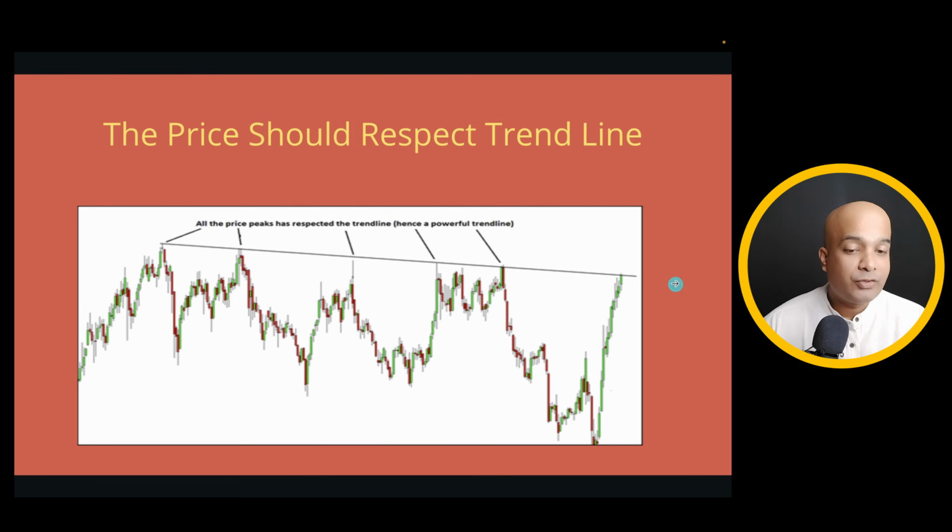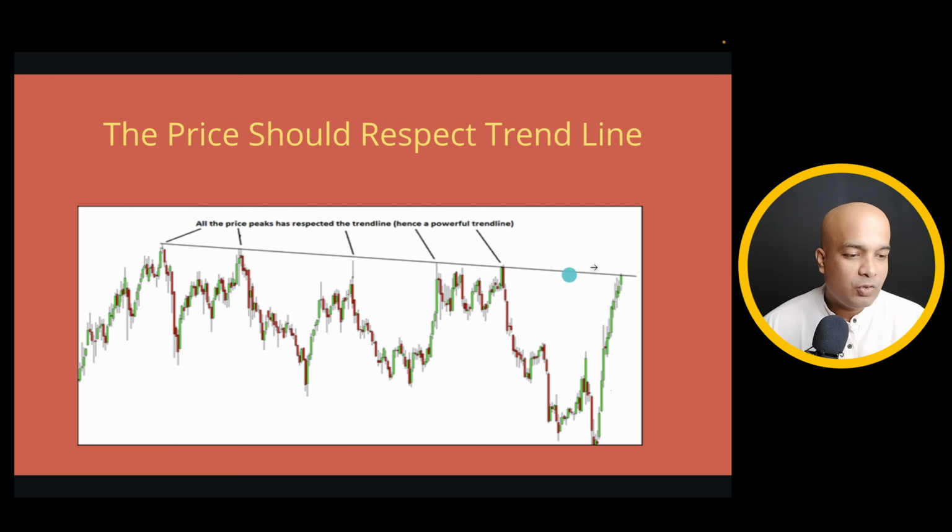And you should also ensure the price respects the trend line whenever you draw it. See, if you observe this trend line very carefully, I connected here, price exactly came back from here, right? Price exactly came back from here, exactly came back from here, exactly.